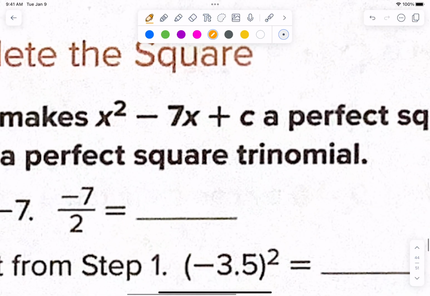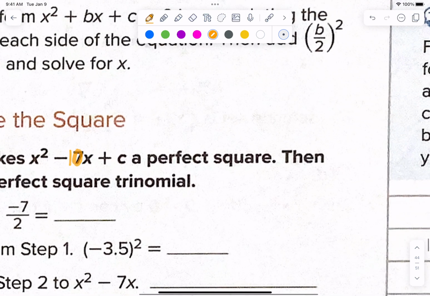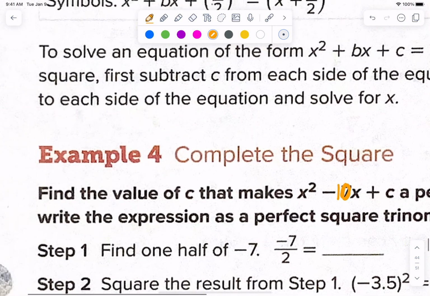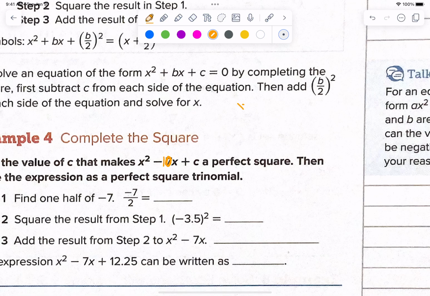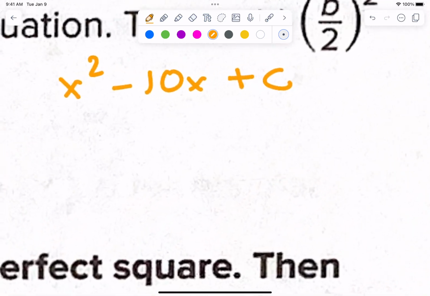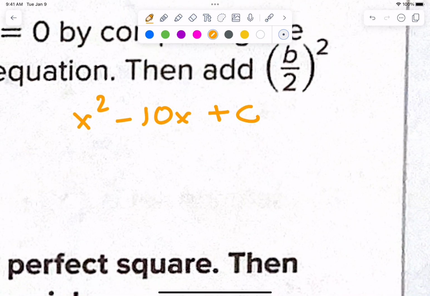Let's go down to this problem, and I'm going to change it, and I'm going to say 10 instead of 7. Can you change that 7 to a 10? Minus 10. All right? This is example 4. Example 4, we're starting to complete the square, getting ready to complete the square. So we've got x squared minus 10x plus c. Okay, they want us to find out what c will have to be.